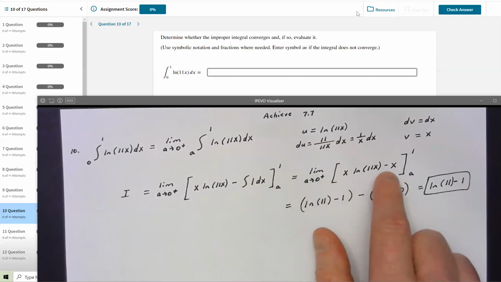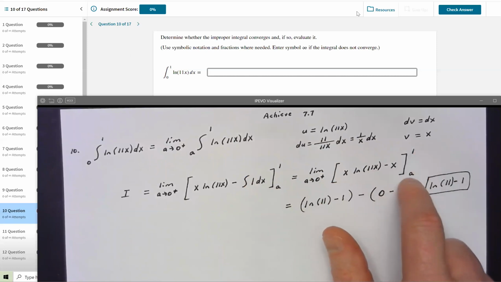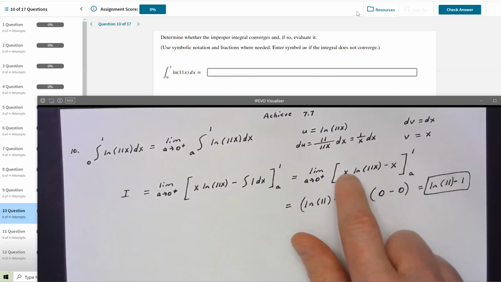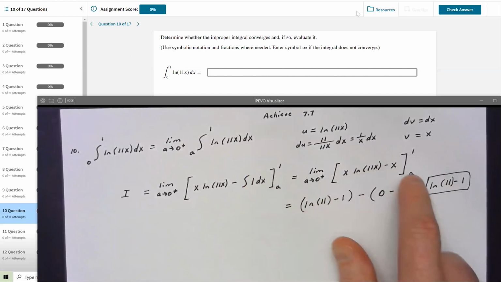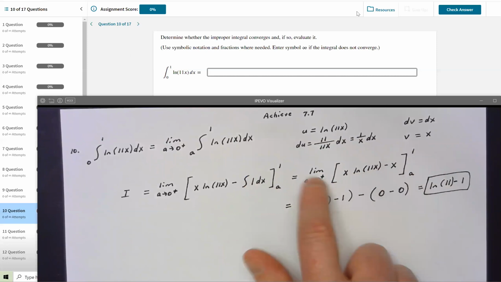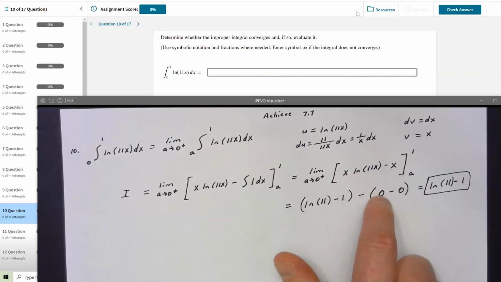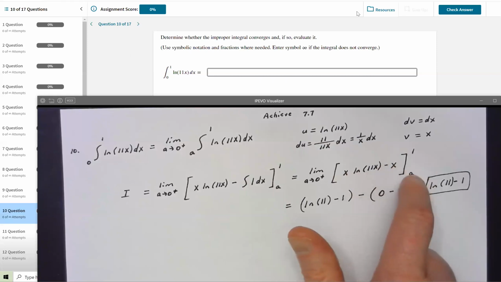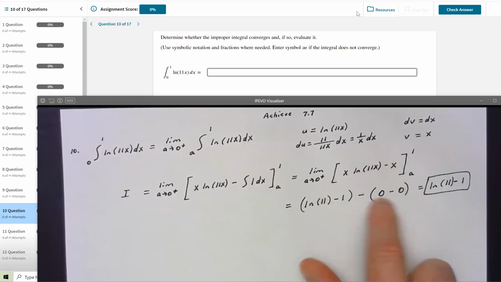Now, we're supposed to evaluate this answer between a and 1, where a is a number approaching 0 from the right. When I plug a 1 in, I just get 1 times the natural log of 11 minus 1. That's where this comes from. When we subtract the lower limit, if a is going to 0, 0 times that natural log makes that whole term 0. And of course, I have minus x, which is going to be a, a number approaching 0. So that's a 0. So the whole lower limit is just 0. My final answer is just going to be the natural log of 11 minus 1.